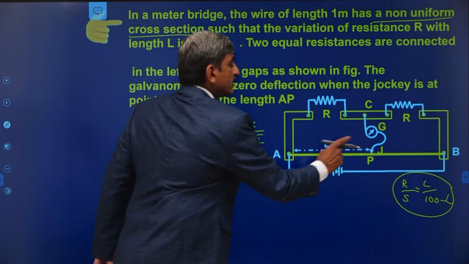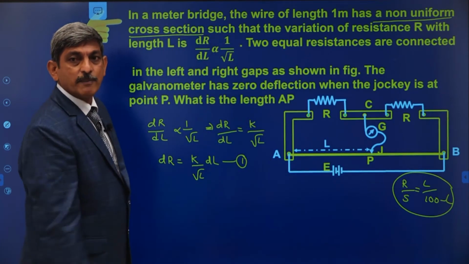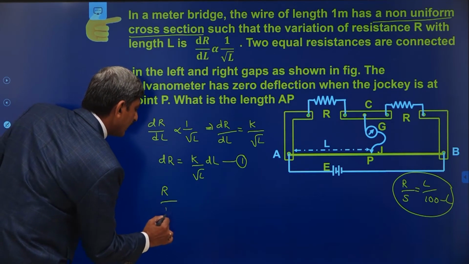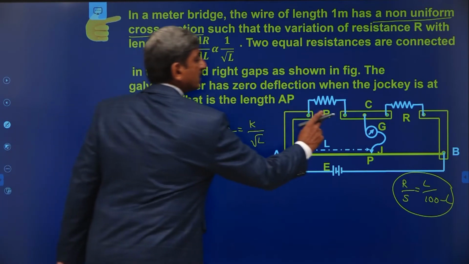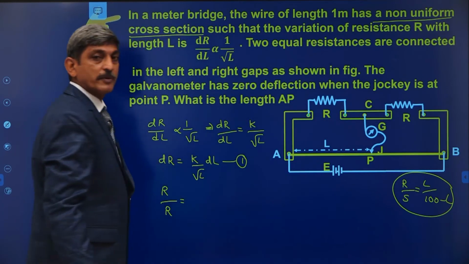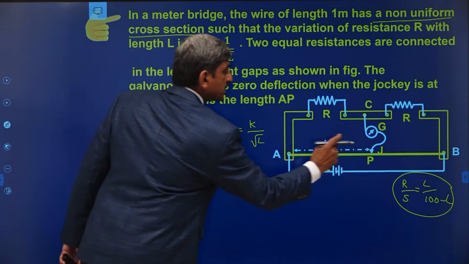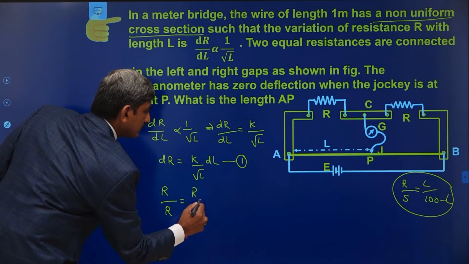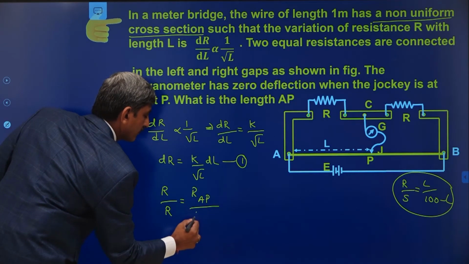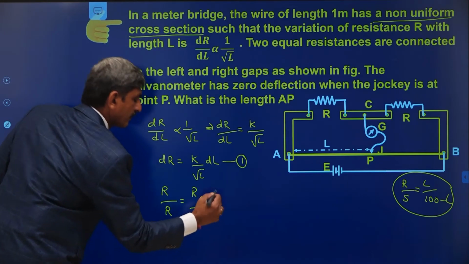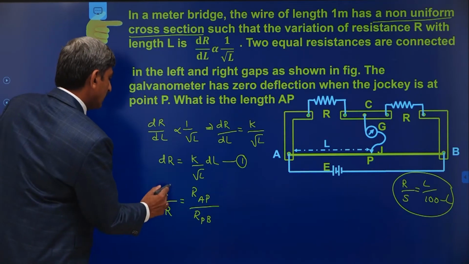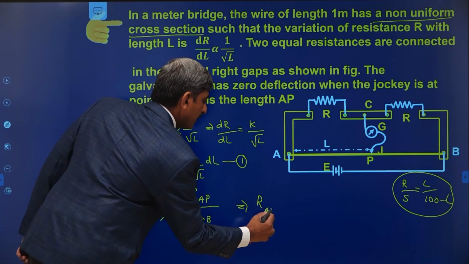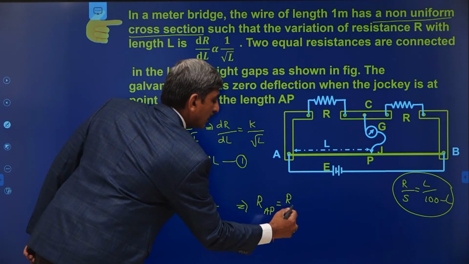You know that the jockey divides the wire into two portions. So under the balancing condition we can write the resistance in the left gap to the right gap, R by R, because the two resistors are given as equal in the problem, is equal to the resistance of the AP portion of the wire divided by the resistance of the PB portion of the wire. Now in this equation, R and R cancel, and we have RAP is equal to RPB.